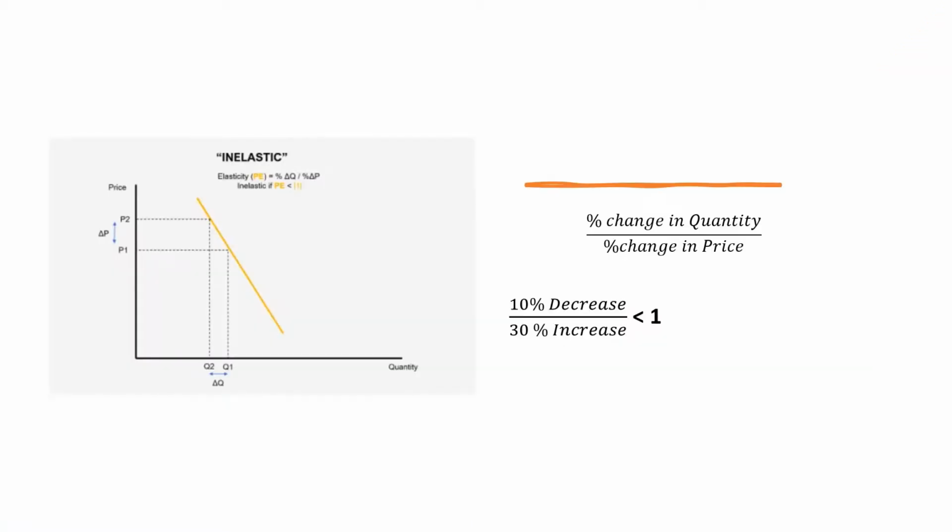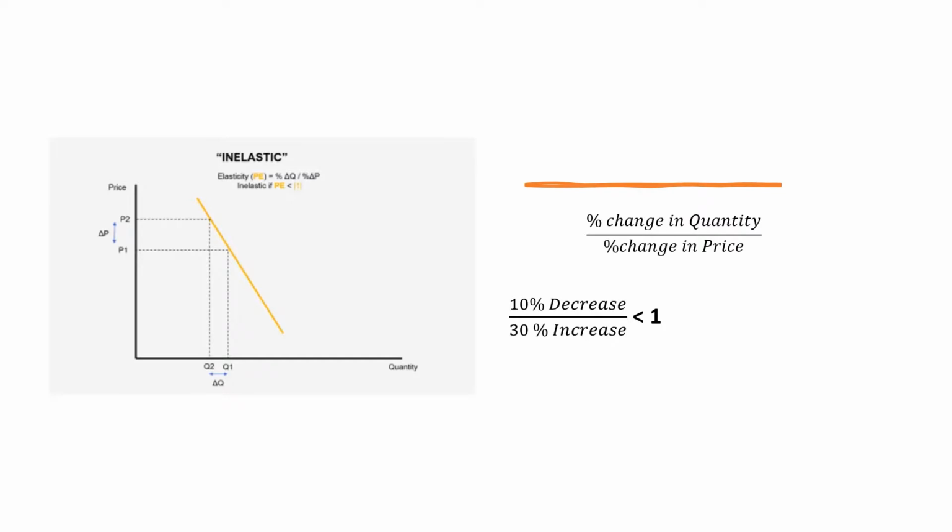The next one is inelastic. When the demand is inelastic, the quantity is insensitive to a change in price. And it goes the other direction. When the price falls, the quantity demanded goes up, but just a little bit. So when the price goes down, you buy a little bit more. When the price goes up, you buy a little bit less. That means it is insensitive to a change in price.